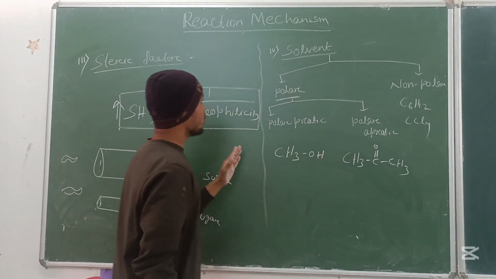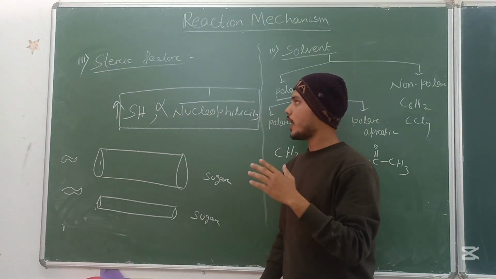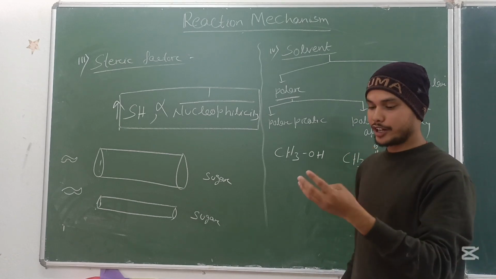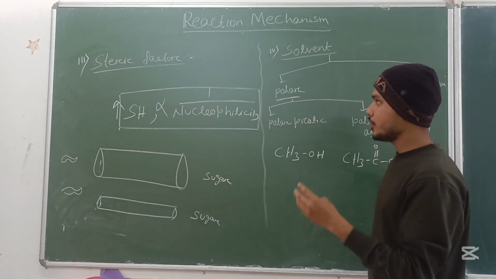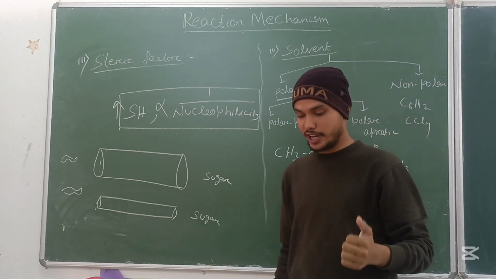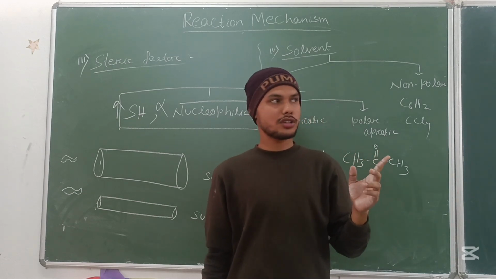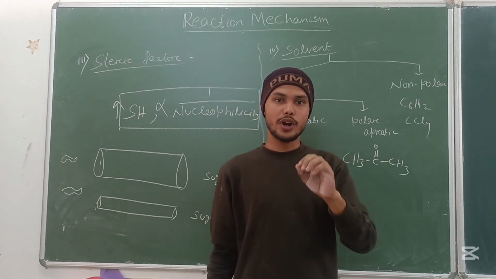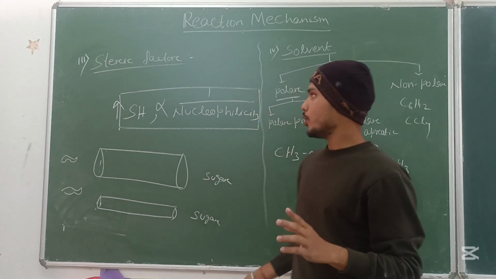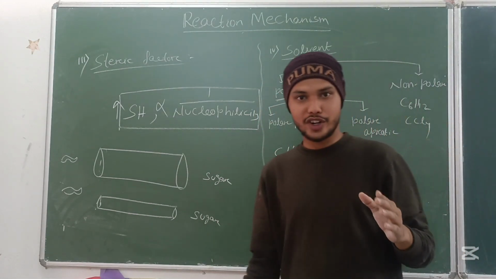Okay guys, in this lecture we concluded how factors like size, electronegativity, stability, steric factor, and solvent can affect the strength of a nucleophile. In the upcoming video we will discuss the most important concept, that is SN1 and SN2 reactions. So in this video we conclude, and I think you may have understood better.